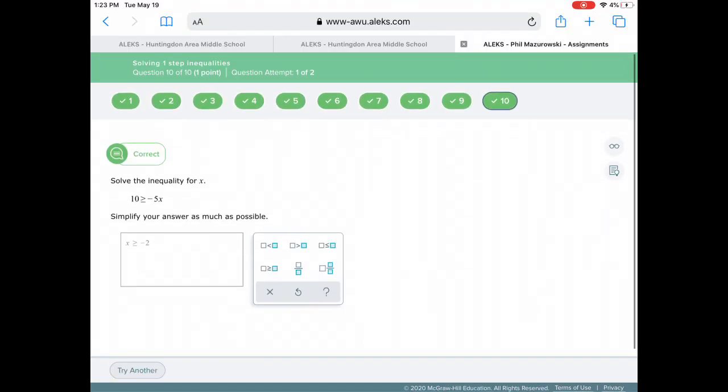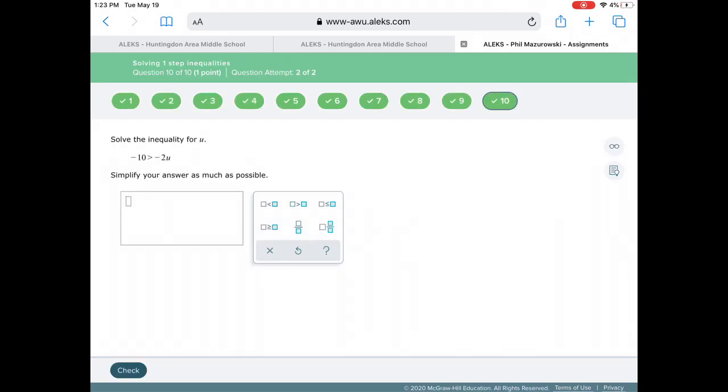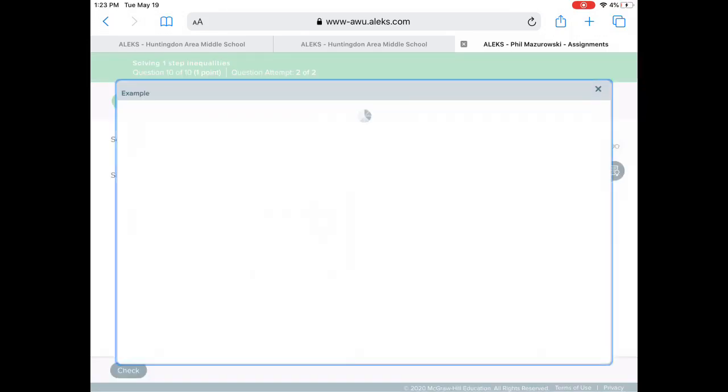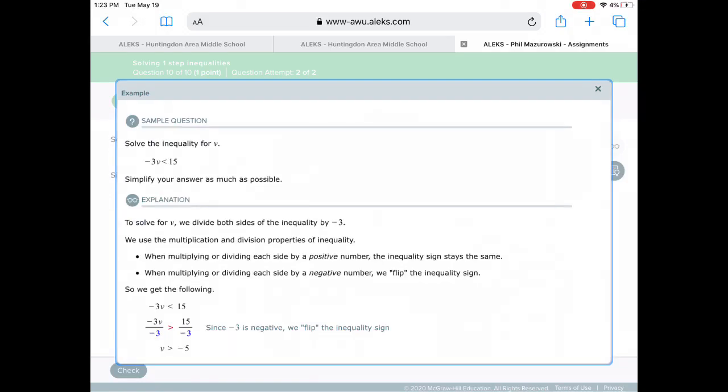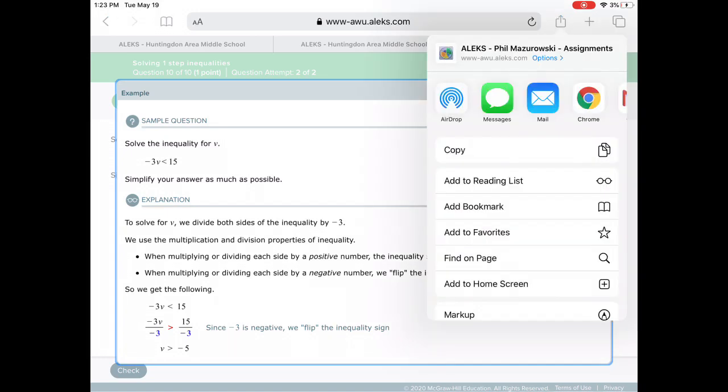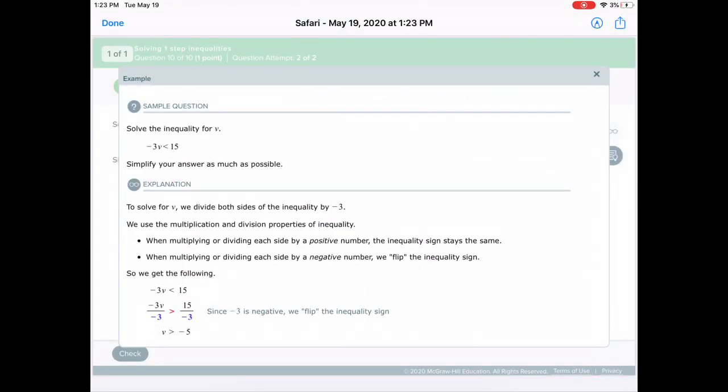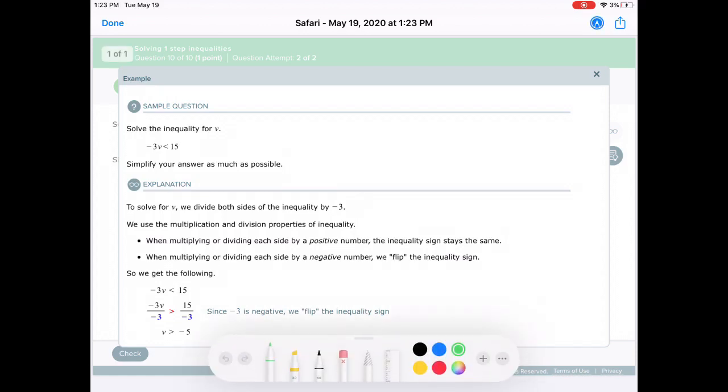Don't forget, when you're looking in Alex, we've got options here. This example will give you a problem very similar to the one that you're working on, and it'll tell you how you would solve this problem, just like we were talking about. So it's showing you right down here, this is the original problem. Let me get a marker right here. This is the original, and this is how you would do it.